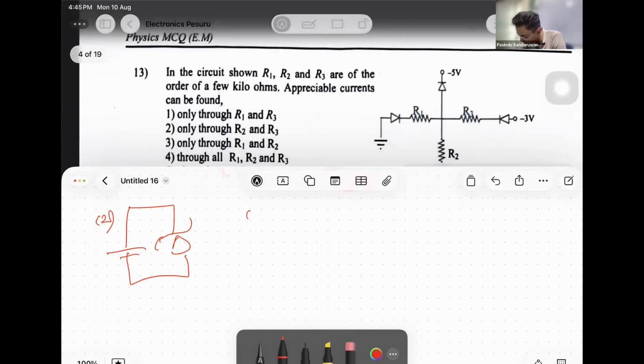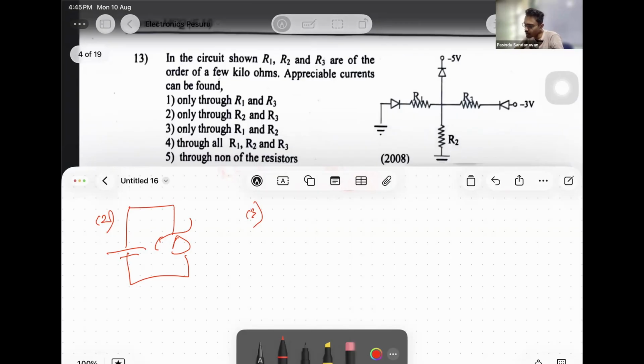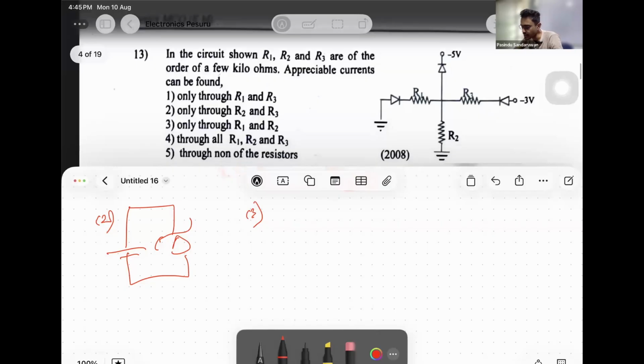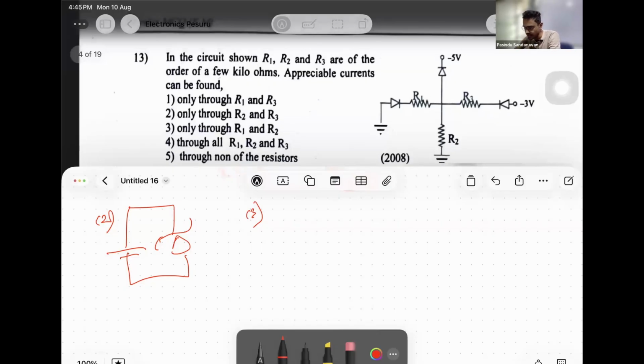Question 13. In the circuit shown, R1, R2, and R3 are of the order of a few kilo ohms. Appreciable currents can be found. Let's assume these diodes are silicon. Then if they are silicon, here current flows from -3 to -5.